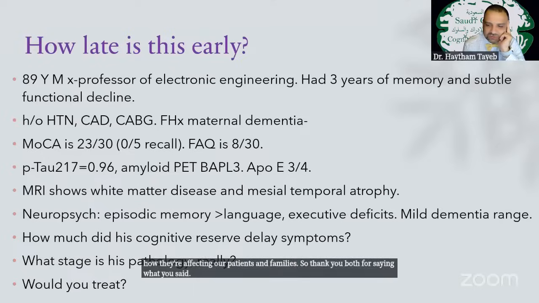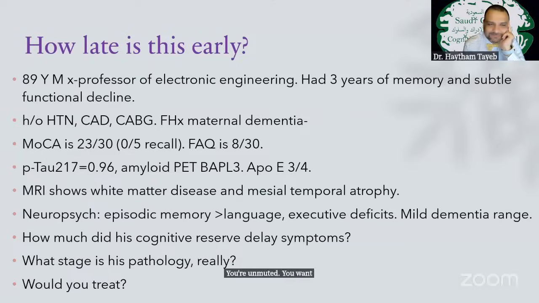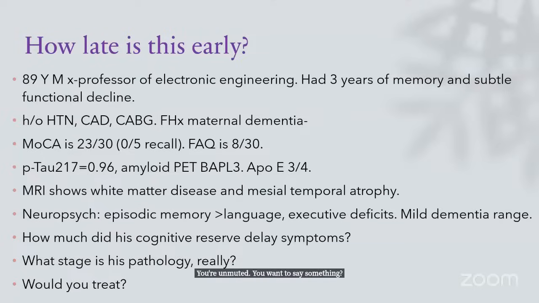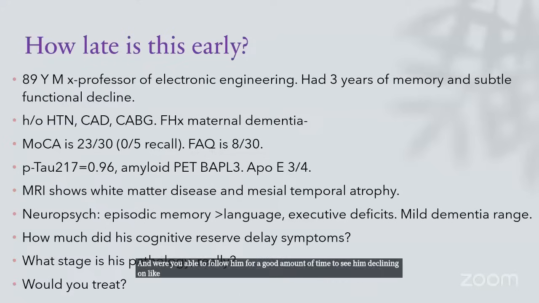Dr., you're unmuted. You want to say something? Yeah, I had two thoughts. First, I would not put a lot of weight on his high tau given his age. So the first thing I was thinking was how bad were his white matter changes on MRI? And were you able to follow him for a good amount of time to see him declining objectively on testing?